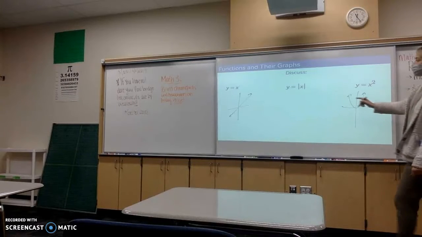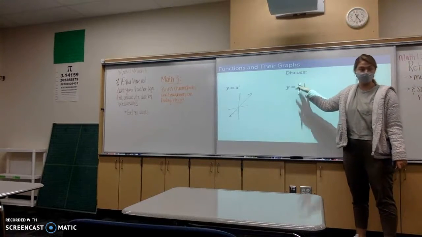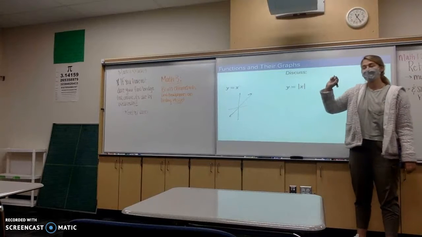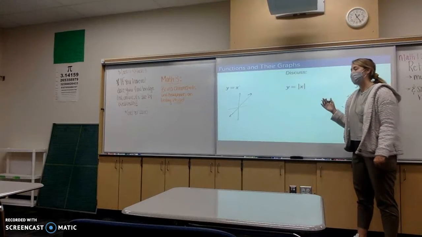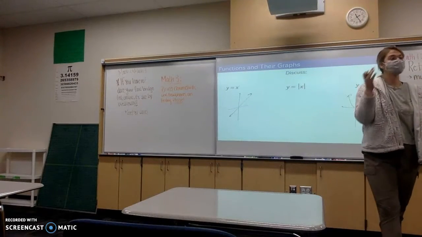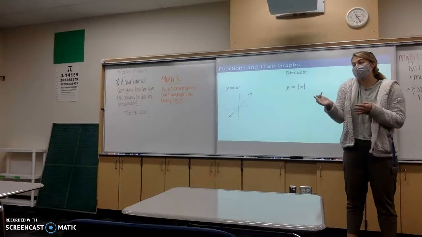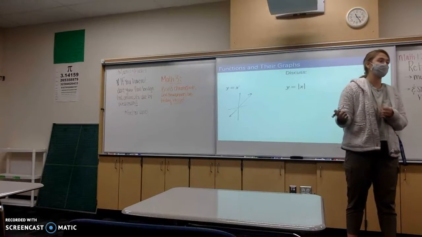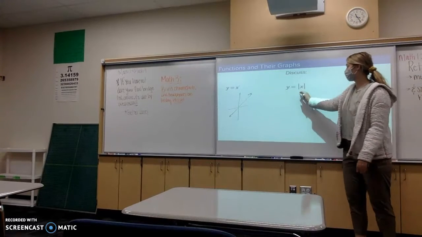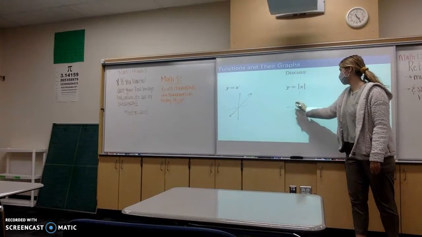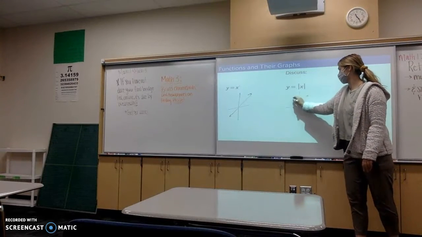This one right here in the middle is an absolute value equation. Okay? And I think of absolute value as a distance. So the absolute value of negative 5 is 5 away from 0. So that's 5. Our graph for absolute value is a V.